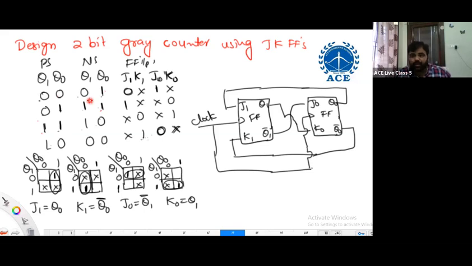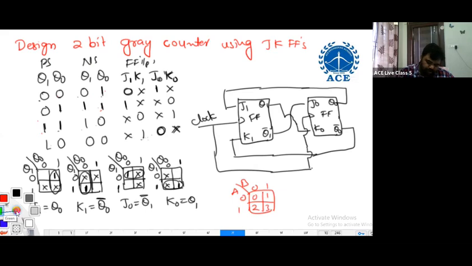And how to get gray codes also I mentioned. If you are not remembering, use a K-map. For 2-bit gray codes, a 2-variable K-map. A, B, 0, 1, 0, 1, 0, 1, 2, 3. What is 3 order? 0, 1, 3, 2.